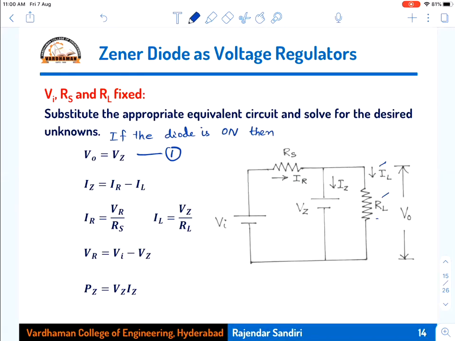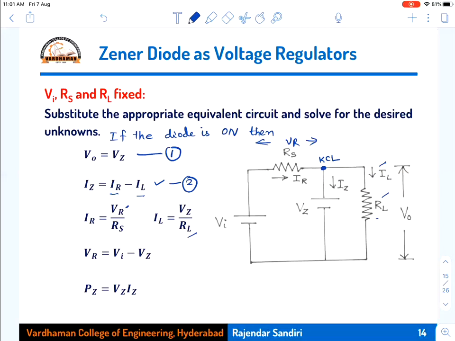Next, once you have V naught equal to Vz, Iz can be calculated by applying KCL at this node. Then you will get Iz equal to IR minus IL, where, as equation number 2, IR is equal to VR divided by Rs, the voltage across this divided by Rs, and IL is equal to Vz divided by RL, and so on. So this IR can be calculated and this IL can be calculated, because VR is nothing but the voltage across this resistor.